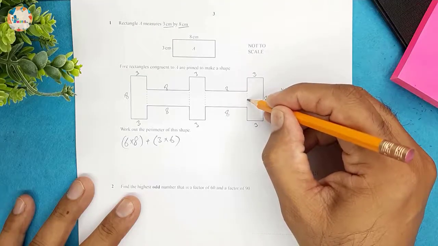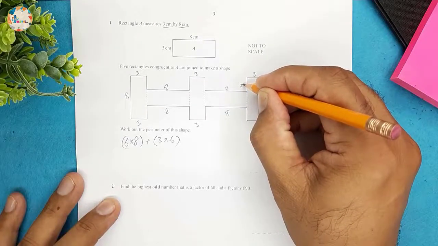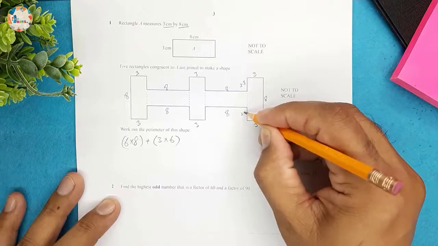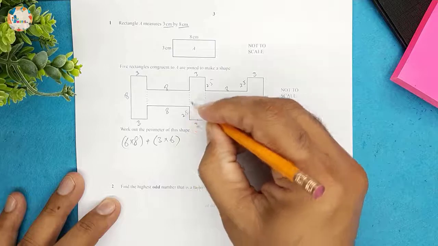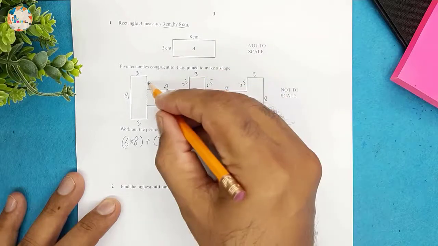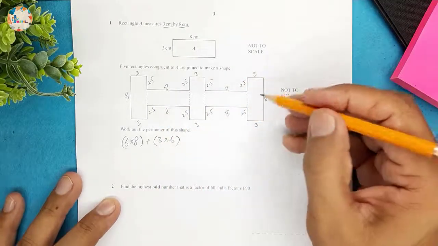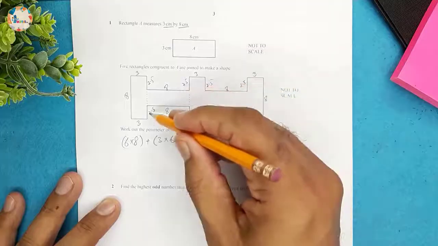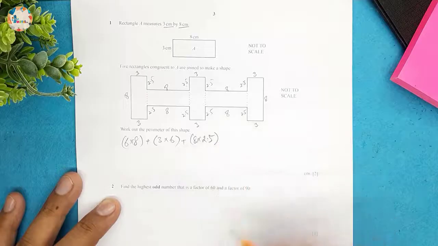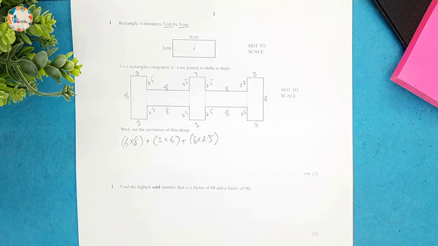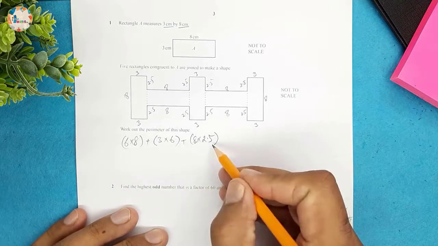8 minus 3 will be 5, so half of 5 will be 2.5. This will also be 2.5, 2.5, 2.5, 2.5, and this will also be 2.5. So the 2.5 portions are 1, 2, 3, 4, 5, 6, 7, 8 portions. So 8 times 2.5 will be the total of the lengths which we have to add up.